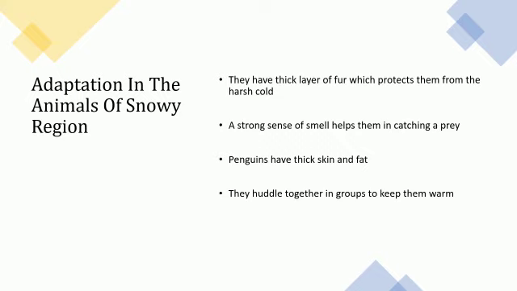Adaptations in the animals of snowy regions. These animals have a thick layer of fur to protect themselves from the harsh cold. Their fur, which is usually white in color, gets camouflaged against the white background of snow, protecting them from predators, and also helps them to catch the prey. A strong sense of smell helps them in catching prey.